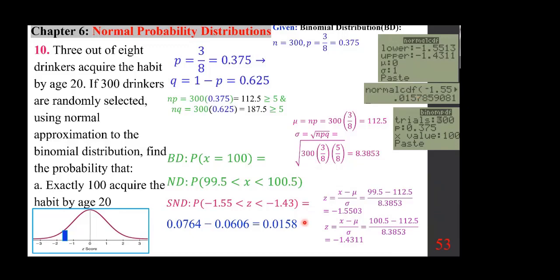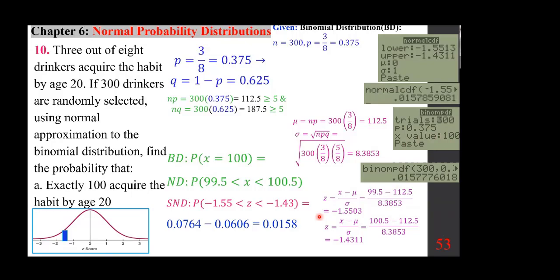If we were to use binomial distribution, binomial PDF, n is 300, p is 0.375, and x is 100. Notice the answer, 0.15, and we are going to do the rounding, so 7 changes to 8. They all give us the same answer.